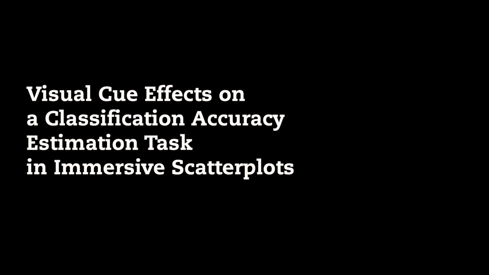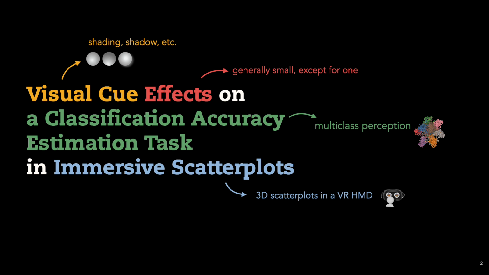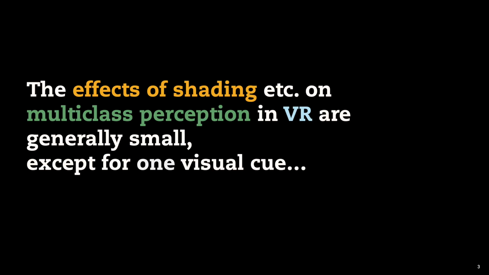A little different from other presentations, I will start with a 1 minute summary. Visual cue in this paper means shading, shadow, etc., and the classification accuracy estimation task represents multi-class perception. Immersive scatterplots means 3D scatterplots in a VR head-mounted display, and the effects we found were generally small, except for one visual cue. This 15-page paper in one sentence: the effects of shading, etc. on multi-class perception in VR are generally small, except for one visual cue. And in the next 8 minutes, we will go through our experiment and results together to identify that visual cue.